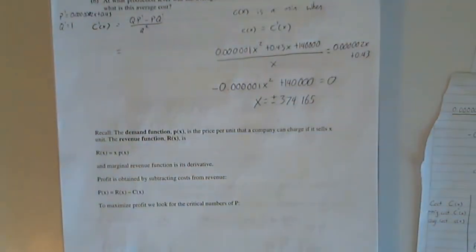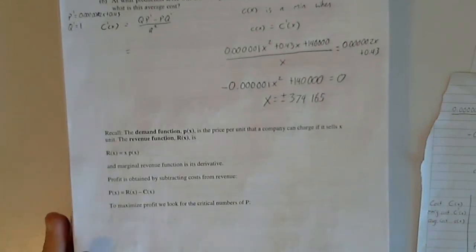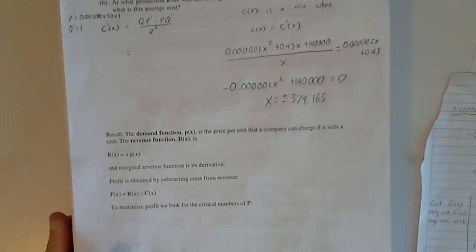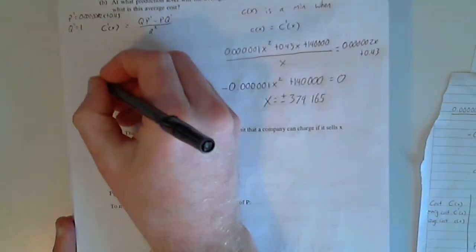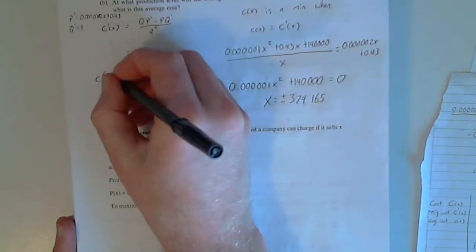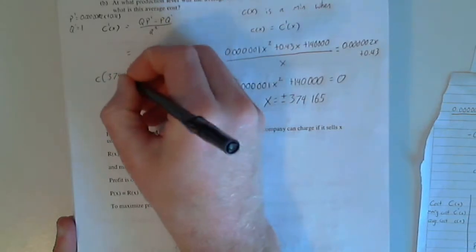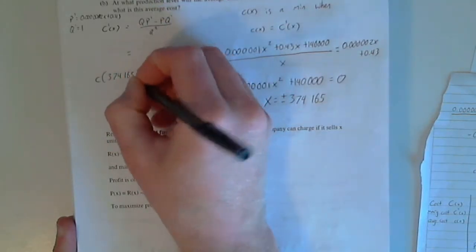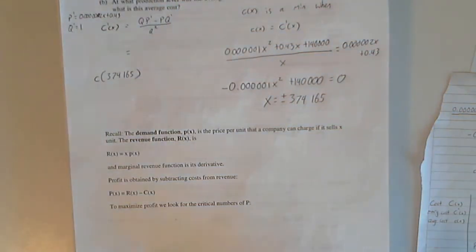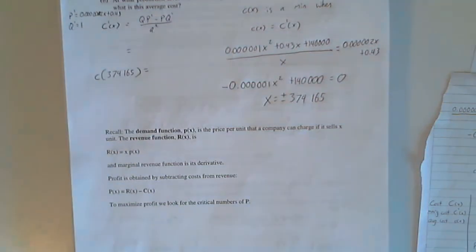And now we need to find out what the cost is going to be at that time. So we need to sub in, we want to know what the average cost is at that time. So we want to know what little c of 374,165 is. And this is again a calculator question just like the last one.